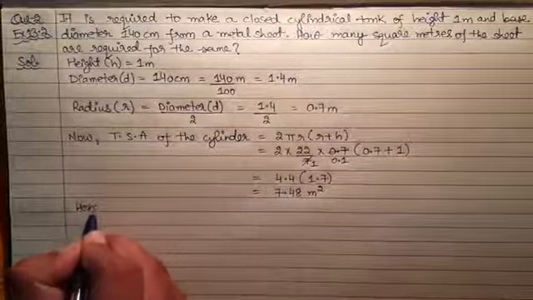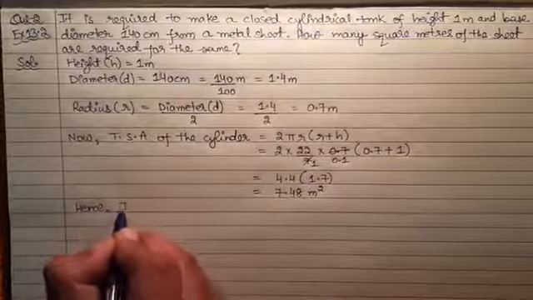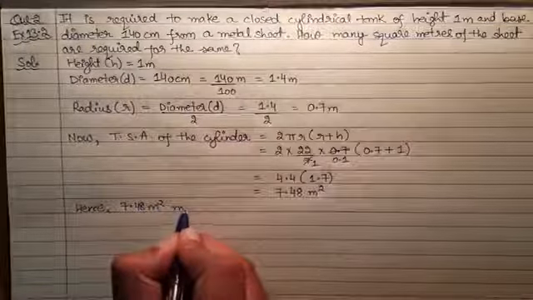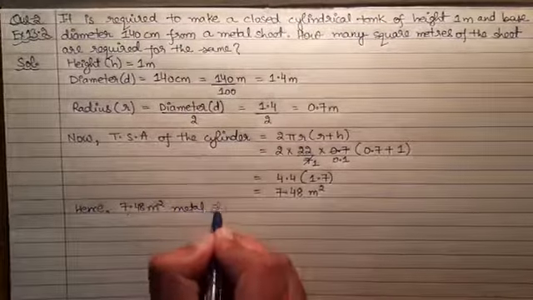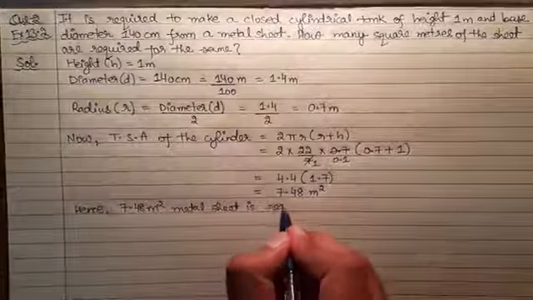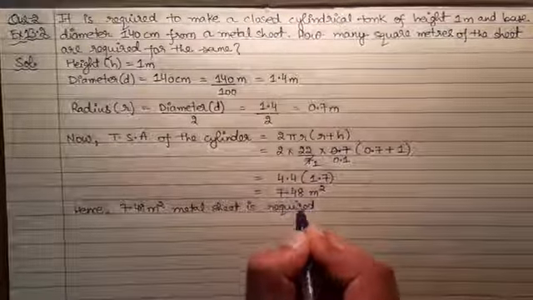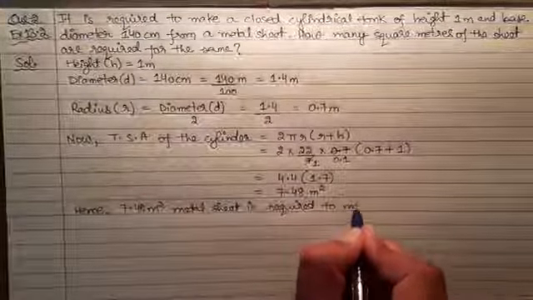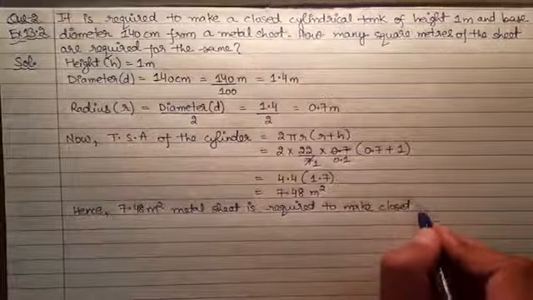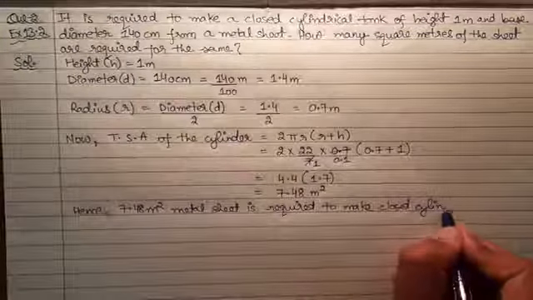Hence 7.48 meter square metal sheet is required to make the closed cylindrical tank.